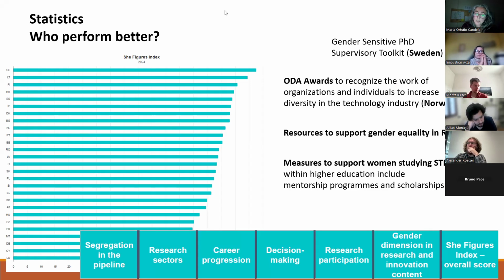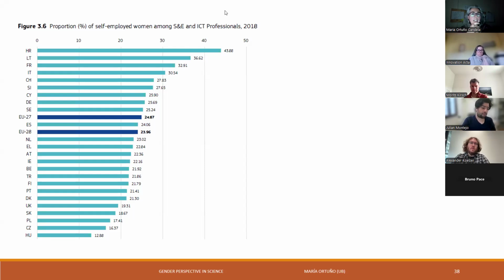This segregation in the pipeline, you see, is one of the factors in the formula. Also how present women are in research sectors, career progression, decision making, in different aspects. And there are also in this report ideas or examples of how countries are helping to improve these numbers with awards, resources, or other very different methods to support incorporating women into STEM subjects. Things, for instance, like this graph that tells us the proportion of self-employed women in science and engineering. It's amazing how low it is for some countries.